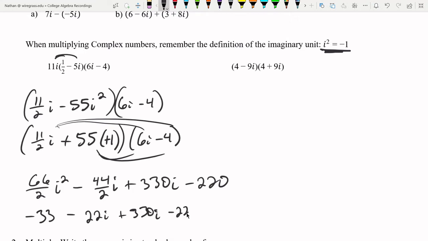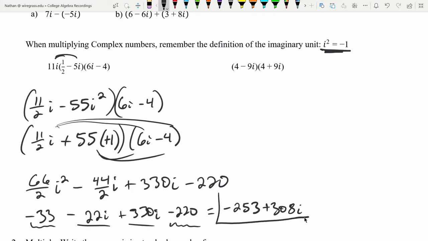330i minus 220. Now I can combine like terms. This and this one are like terms, and the i terms are like terms. So adding the numbers together first, because we wanted this in standard form, it's going to be negative 253, and then minus 22 plus 330 is going to give us plus 308i. And that's in standard a plus bi form.